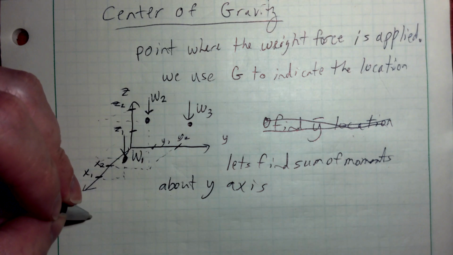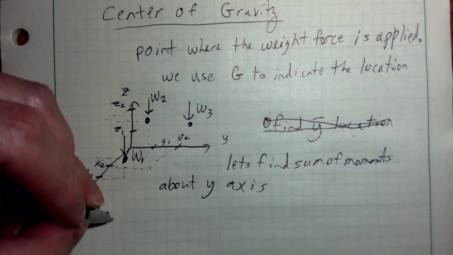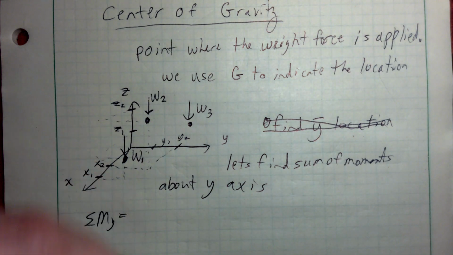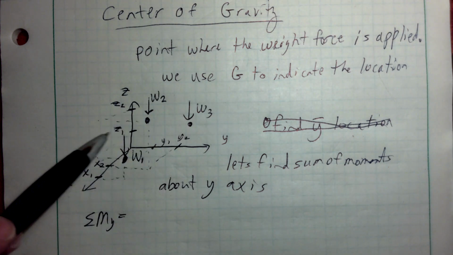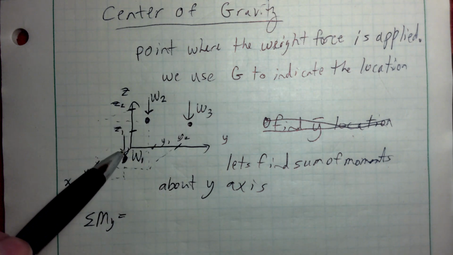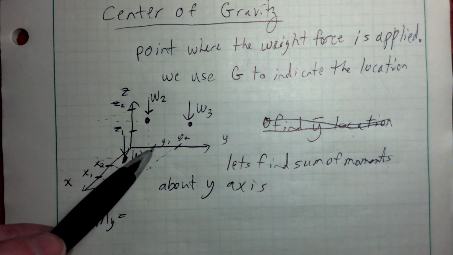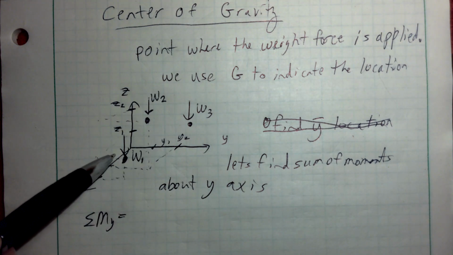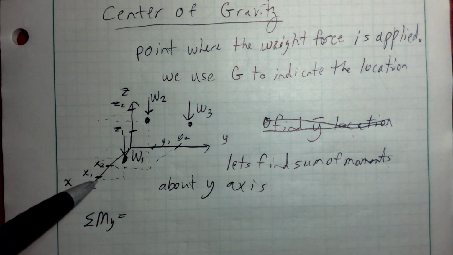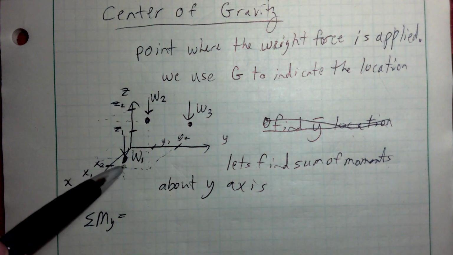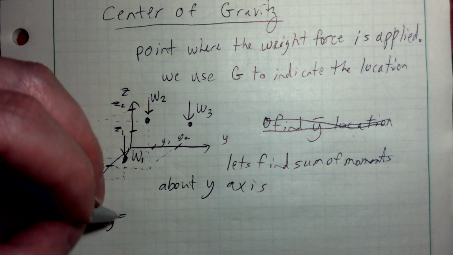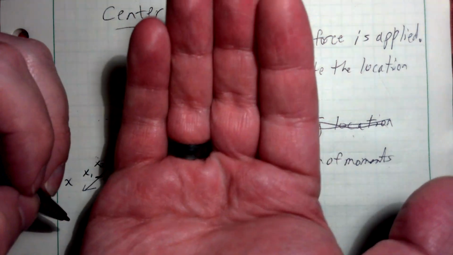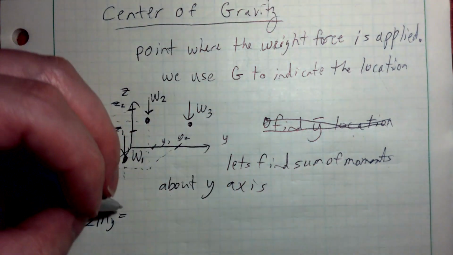So if we do that, we say, well, your sum of moments about the y, what are the things causing the moments about the y-axis? Well, I've got all these z-direction forces, and each is an x distance away from the y-axis. So weight 1 is out here at x1 distance from the y-axis. So that's going to be its lever arm about the y-axis, and that's appearing to apply a positive moment in that y-axis.